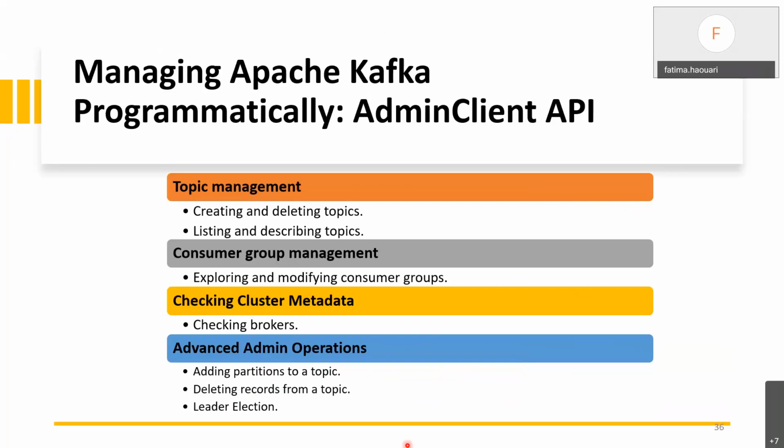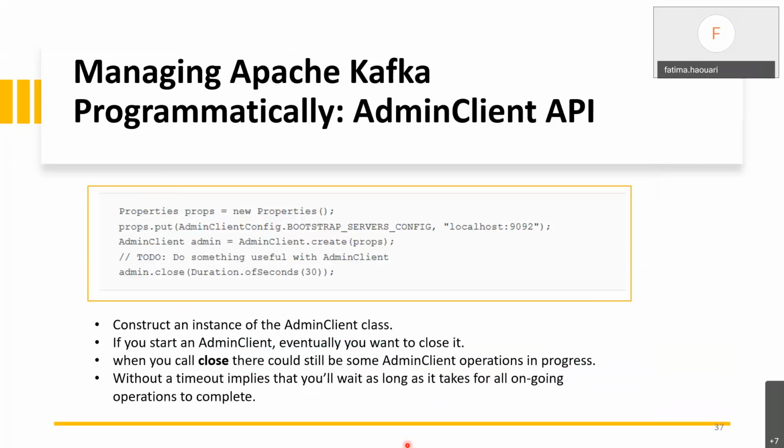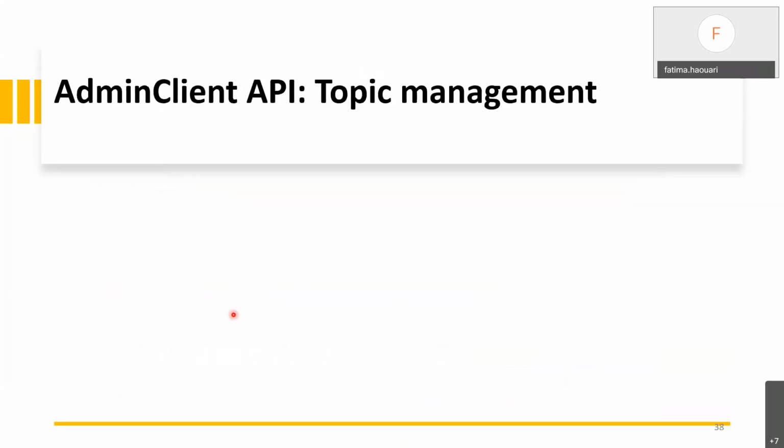We can also manage the consumer groups by exploring and modifying them. Also, we can check the cluster metadata, check the brokers, and we can perform advanced admin operations like adding partitions to a topic, deleting records from a topic, and leader election. This is just to name a few. Let me show you here how we can create an admin client object, and just one example of what we can do with it. Here we create a properties object, and we configure the bootstrap server, and we create an admin client object here, and we do any operations we need, any management we need, and then we should close it, given a timeout as a parameter.